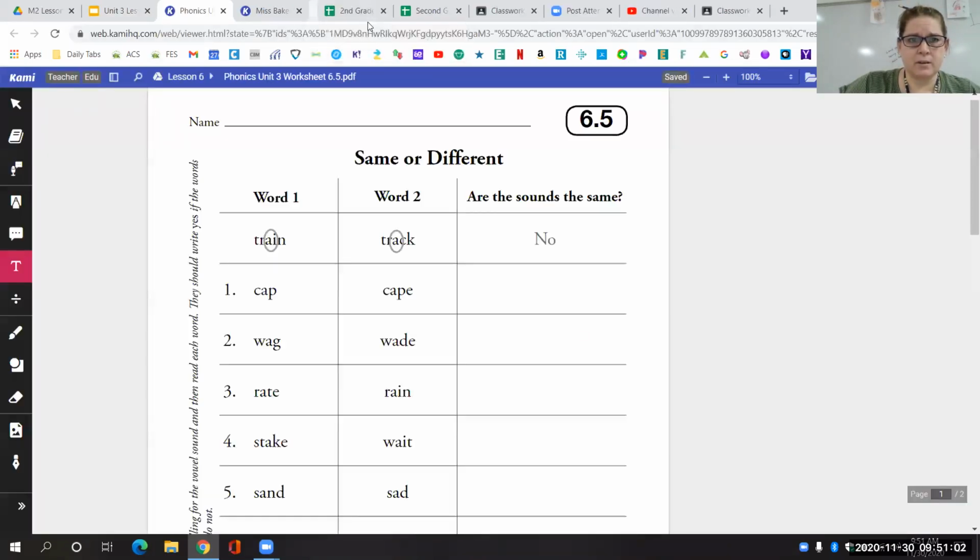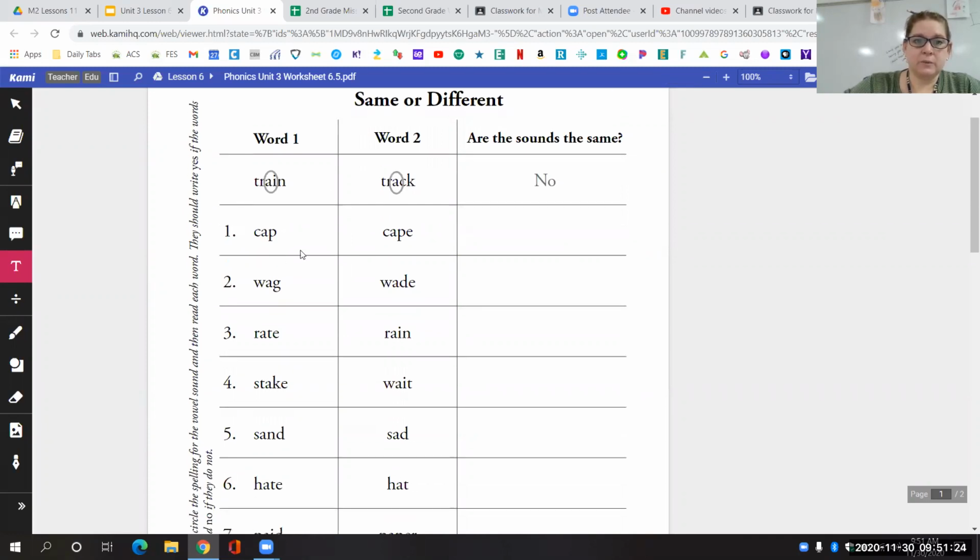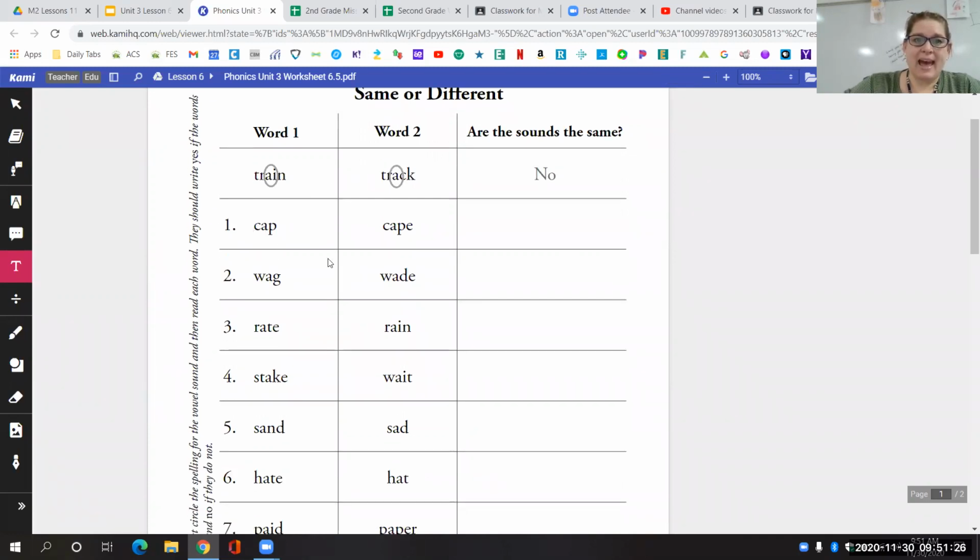All right, so this is the activity that you're going to do for today. You have 2 columns. You have word 1 and word 2. So you're going to look at the A sound. So train and track. Does A and A sound the same? No. So you would write no. On the next one, you have cap and cape.